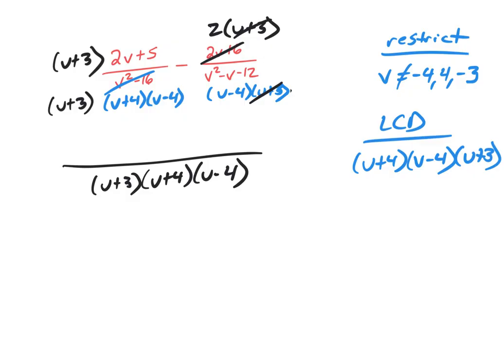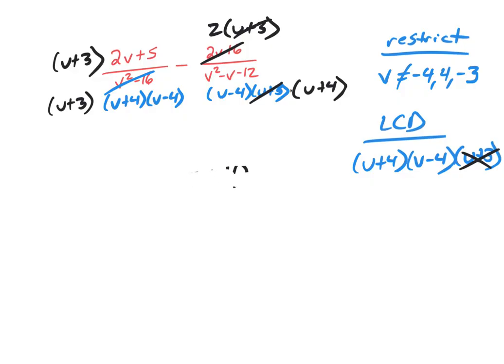And so, do I need a v plus 3 as part of my LCD in that case? No. Okay, so I really wouldn't need that. I still need the restriction here because it was on bottom at one point in time. So the only thing that I'm going to need over here is a v plus 4. Okay, sorry about this, guys. But it will make a much, much easier problem.